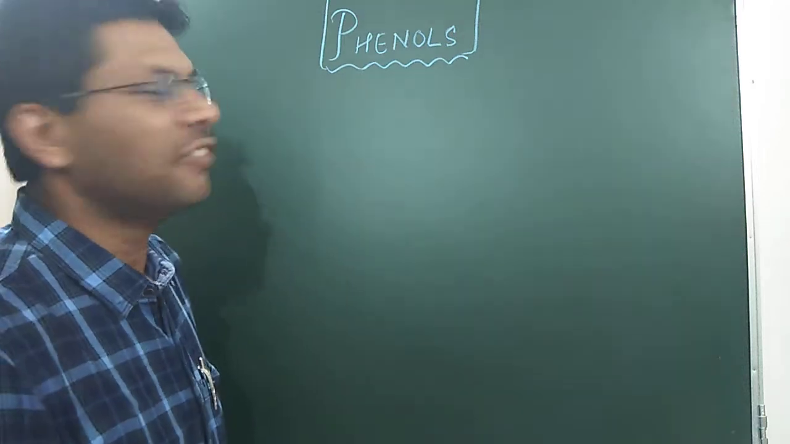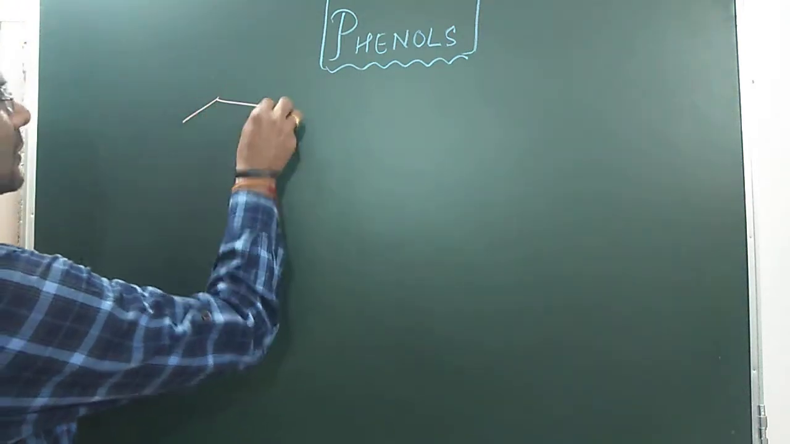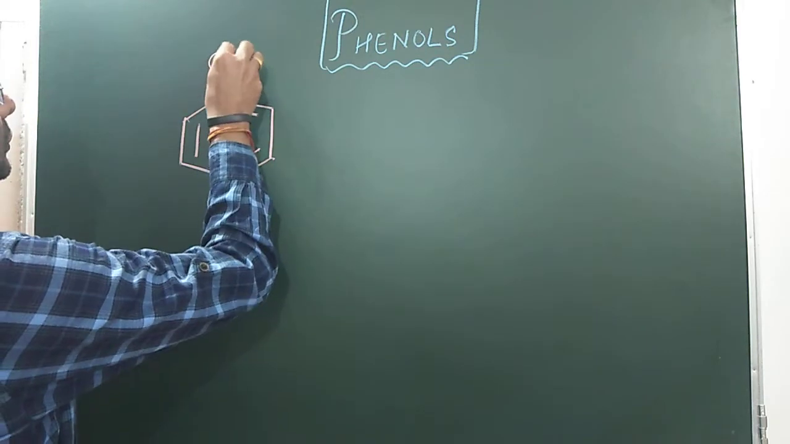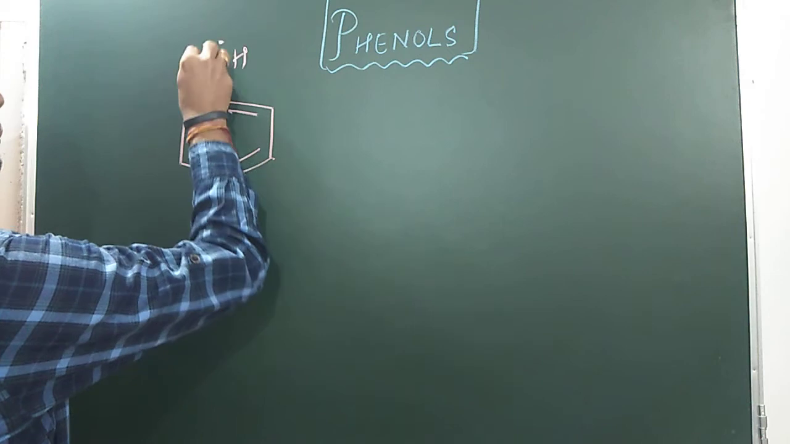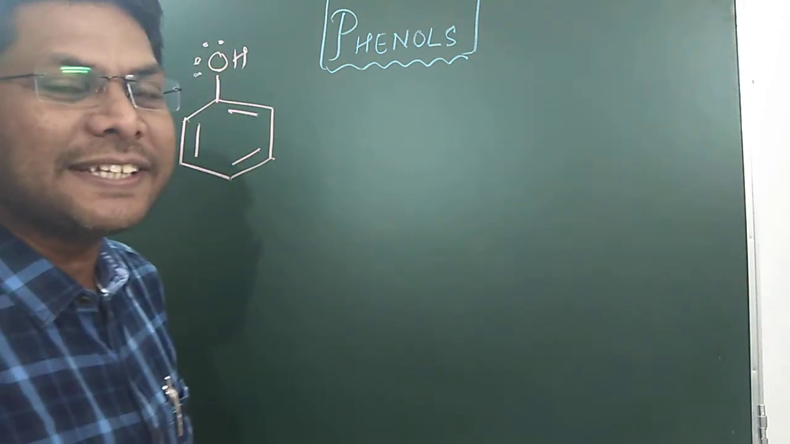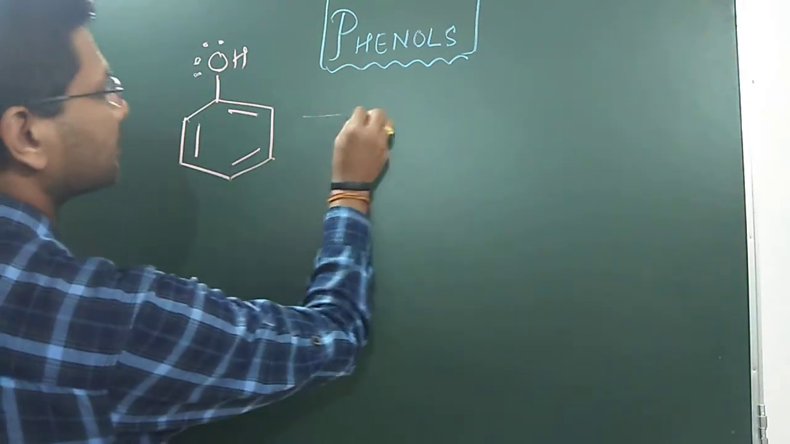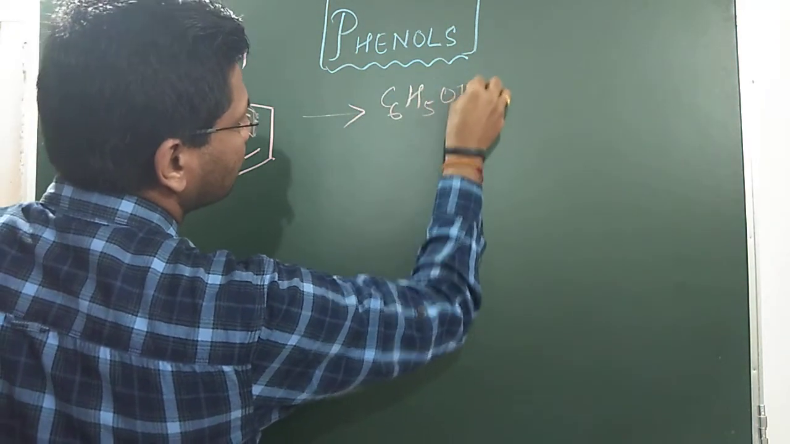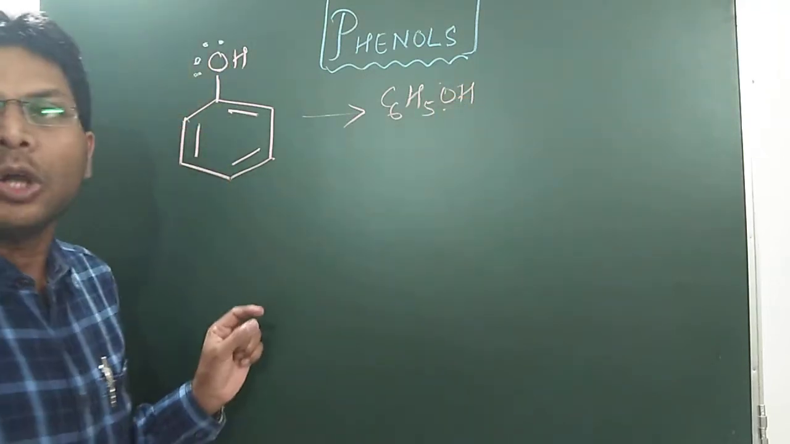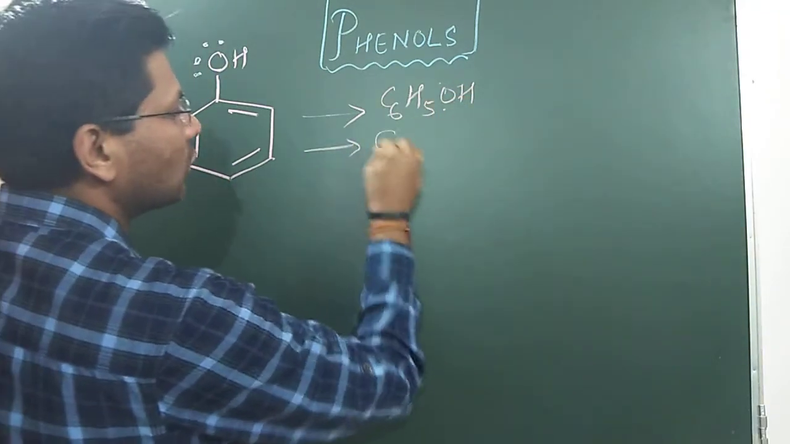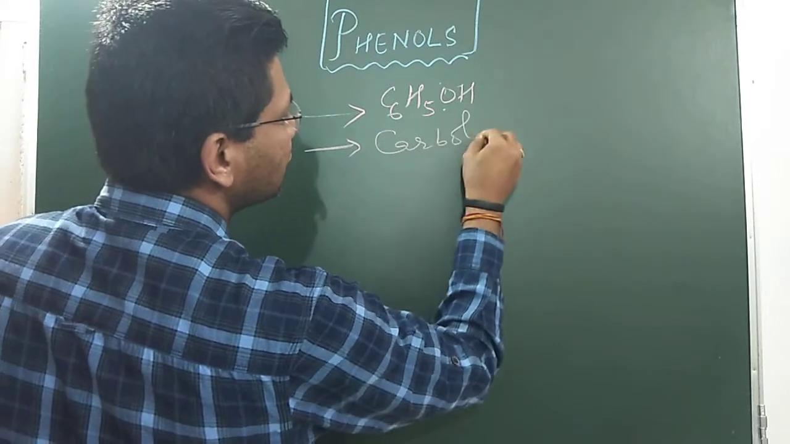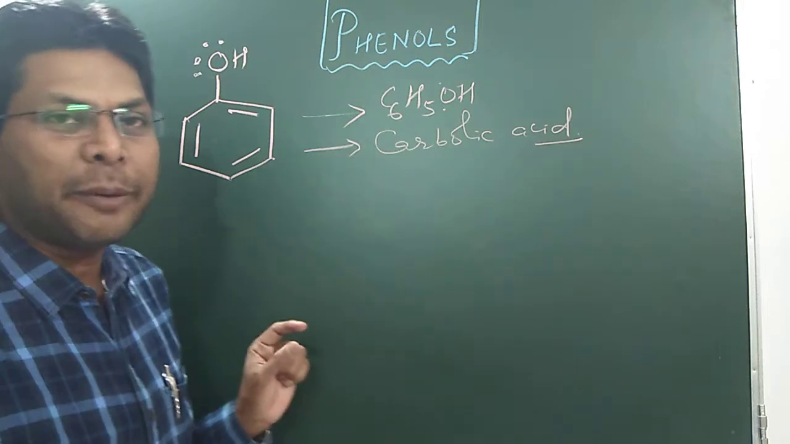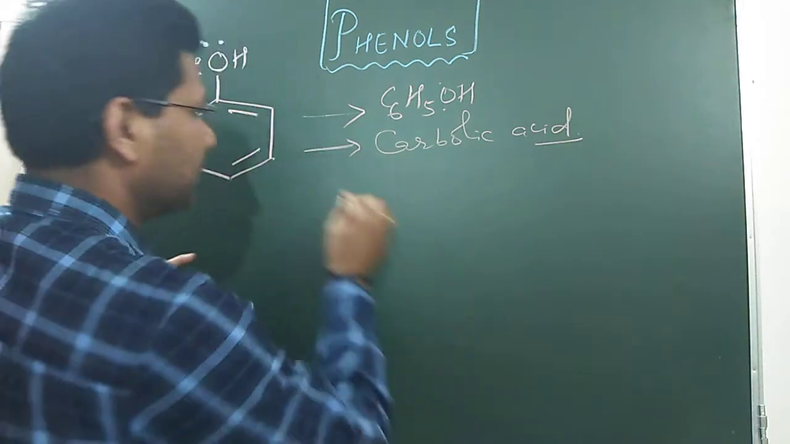Today I will be discussing phenols. The formula of phenol is C6H5OH. It is also called carbolic acid. It was first prepared in the 19th century from coal tar.